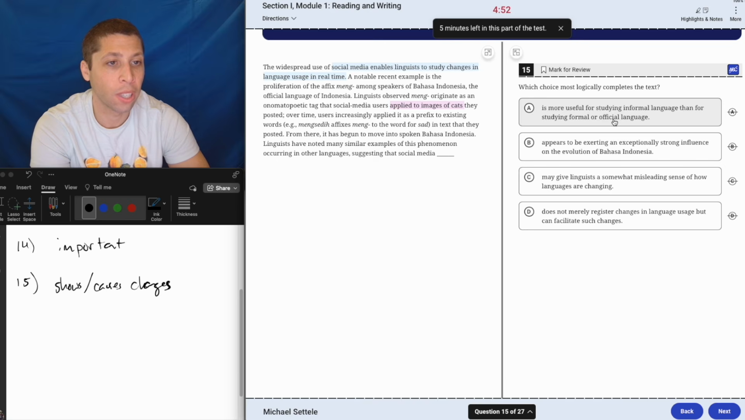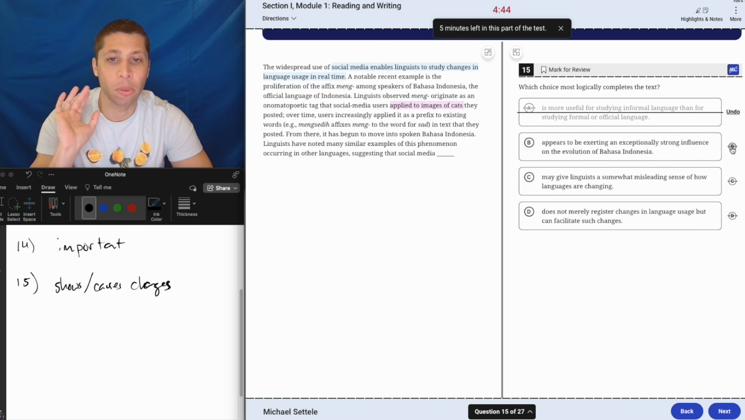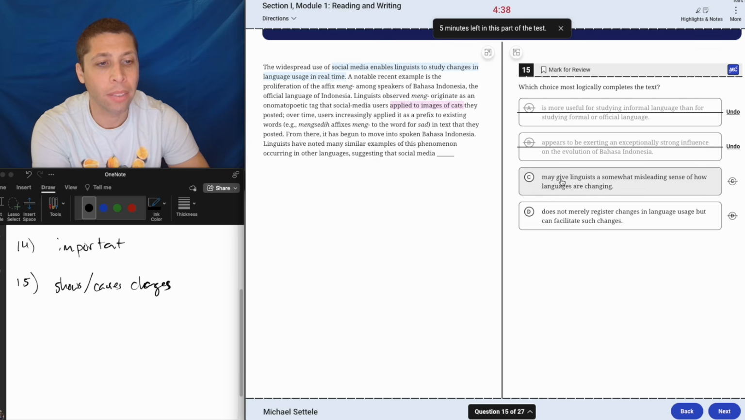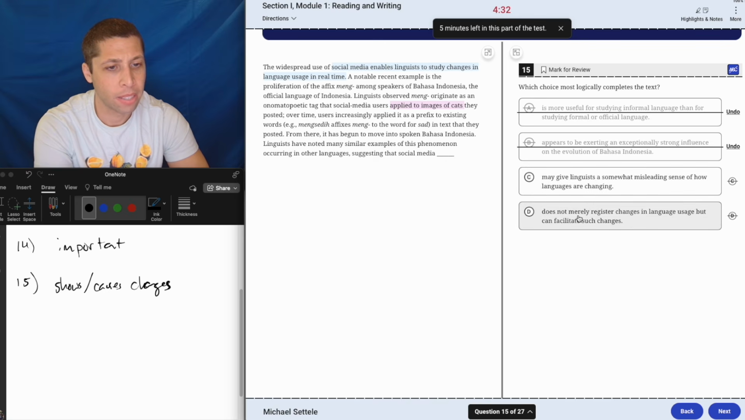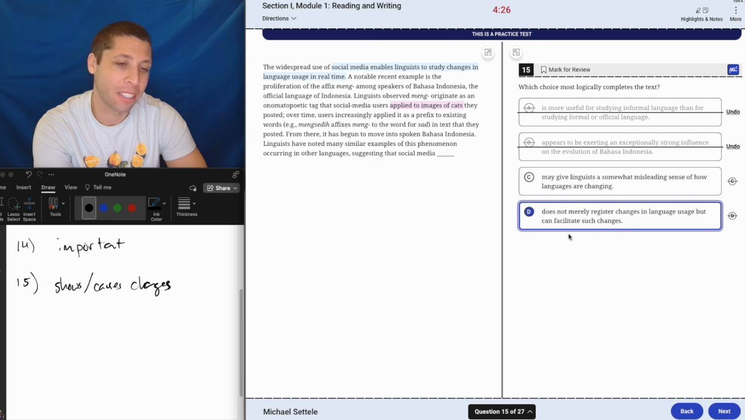Is more useful for studying informal language than for studying formal? No, it's not a comparison. Appears to be exerting an exceptionally strong influence on the evolution. No, because it's not saying this one is better than all the others. Again, it's not a comparison. It's just this is the example they happen to choose. It may give linguists a somewhat misleading sense of how languages are changing. This seems very positive, this passage. This seems very negative. Does not merely register changes in language usage, but can facilitate. It's literally what I wrote. Shows and causes. Facilitate means cause. Cool. Okay.